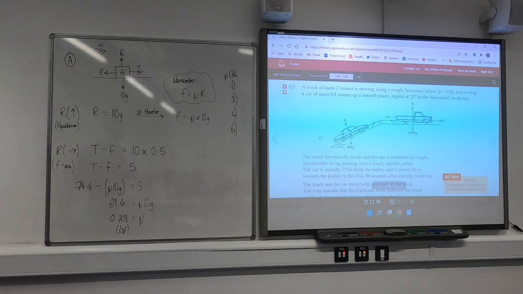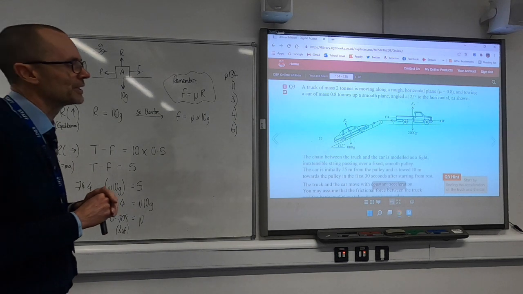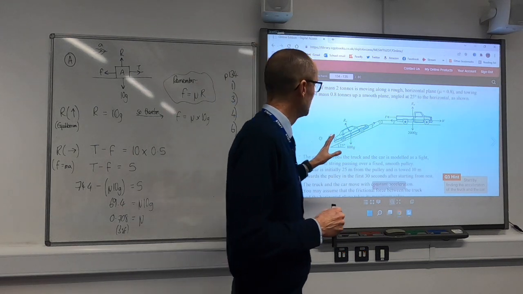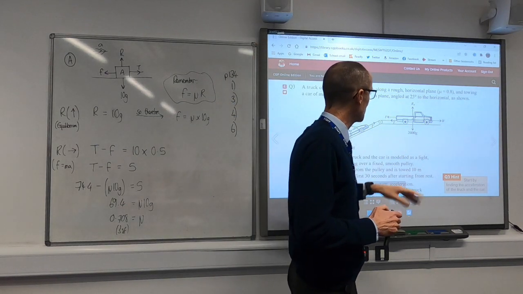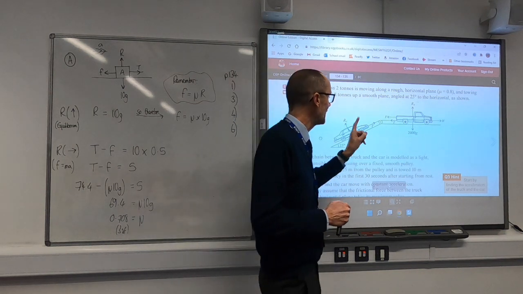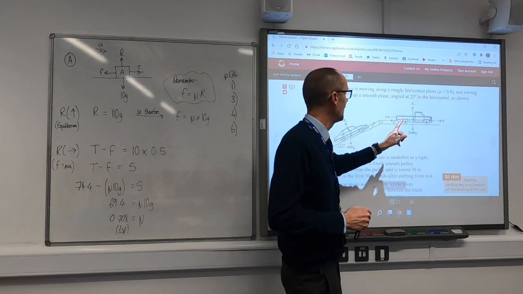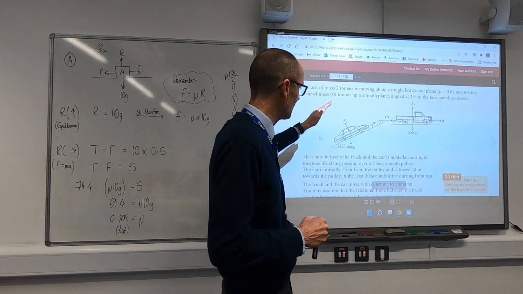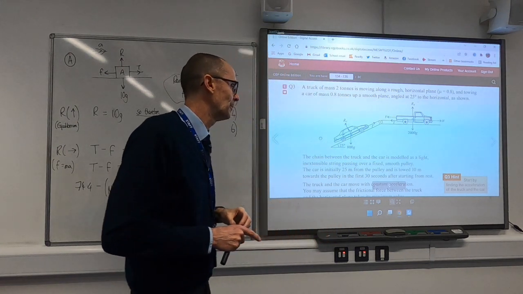We've got the added complication of the angle, but we're used to dealing with angles now. So I'm going to deal with the car, and I'm going to deal with the truck separately, but they have T and a in common. So the T here will be the same as the T here, and the acceleration pulling it up the slope is the same as the acceleration pulling it up the slope.